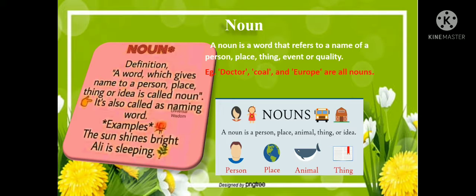First one is a noun. A noun is a word that refers to the name of a person, place, thing, or idea. So it's a word which gives the name of a person, place, thing, or idea. It's called the noun. For example, doctor, coal, hero, all are nouns. Yes, students. So, for example, Bradman was a great cricketer. Here, Bradman is a person.